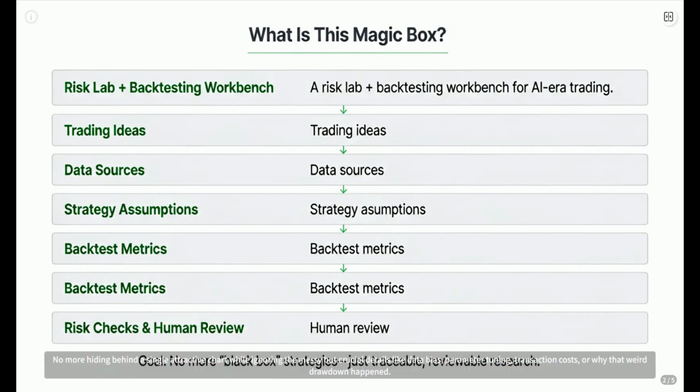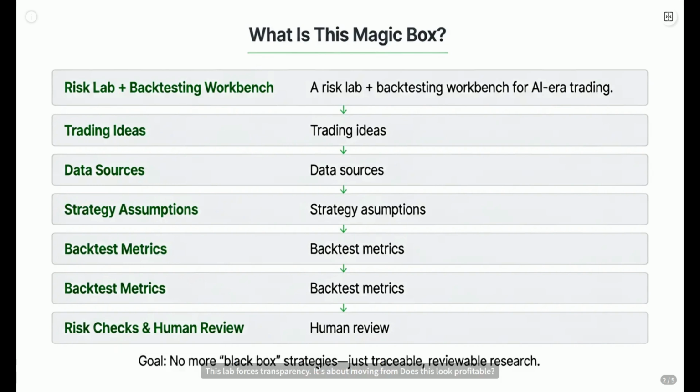No more hiding behind a single attractive chart while ignoring the messy but crucial details like data bias, parameter tuning, transaction costs, or why that weird drawdown happened. This lab forces transparency. It's about moving from "does this look profitable" to "can we trust this process?"